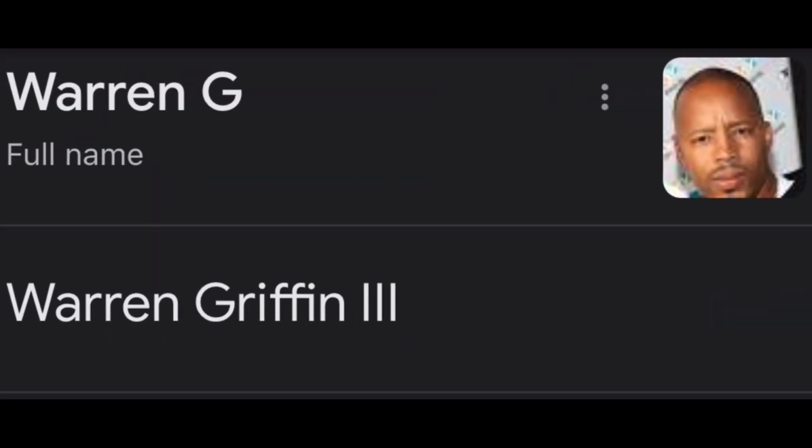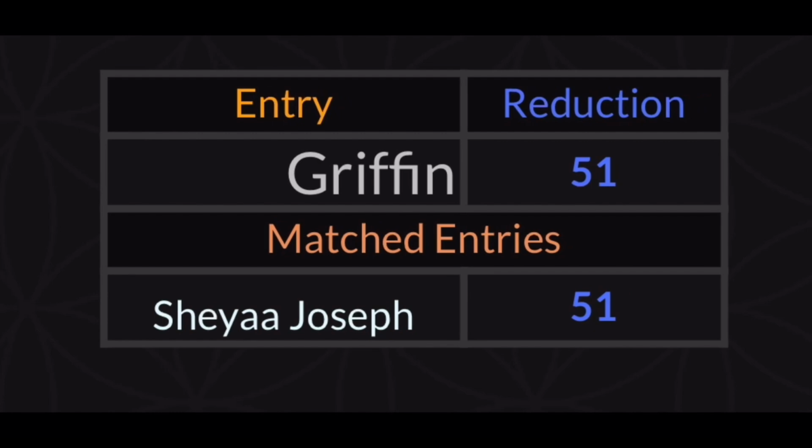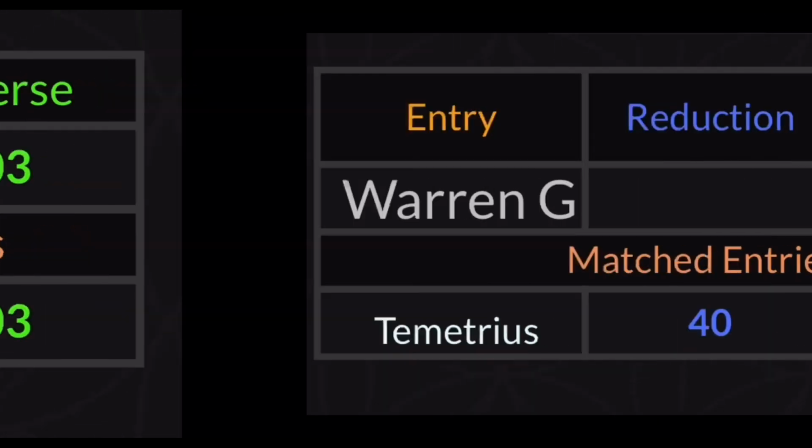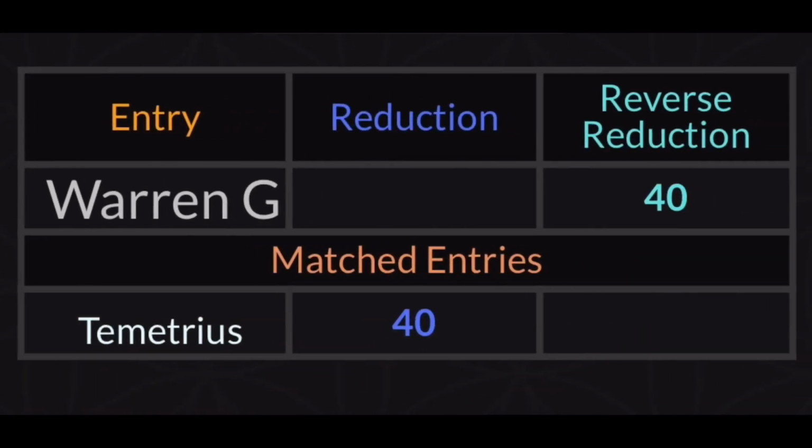So now let's get into the Warren G connections in Gematria. Warren G's real name is Warren Griffin. His last name Griffin equals 51, just like Shea Joseph, which is 21 Savage's real name. And then Warren G and Shea share the number 103 in the same cipher. And then Warren G and Morant's first name both equal 40.